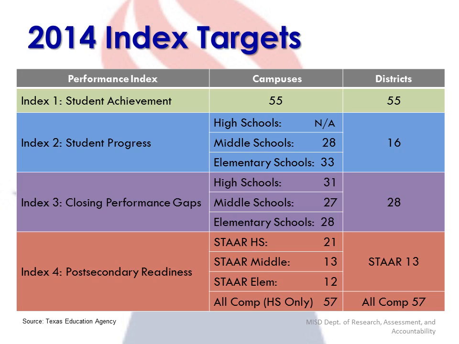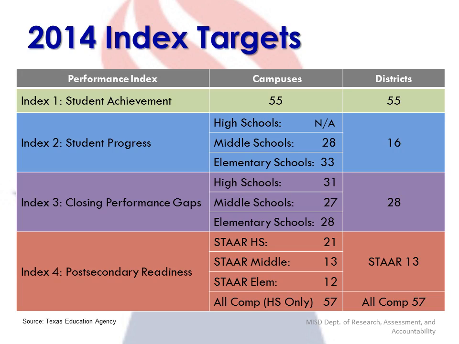Let's begin by revisiting the index targets for 2014. Index 3 carries a target of 28 for districts and elementary schools, 27 for middle schools, and 31 for high schools. Index 4 has a more complex array of targets because it includes the STAR post-secondary readiness component as well as other components related to graduation.